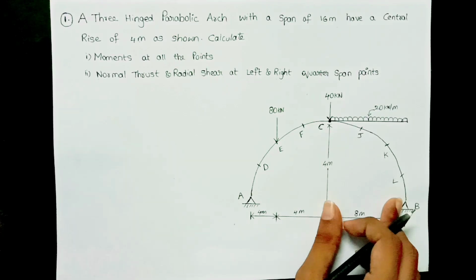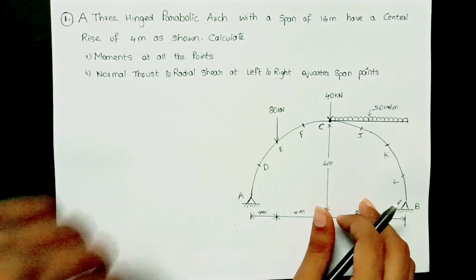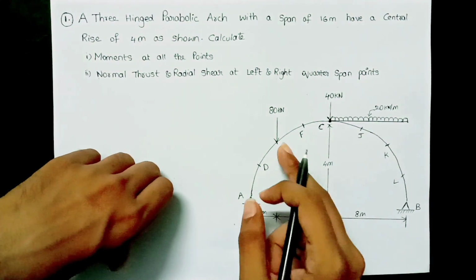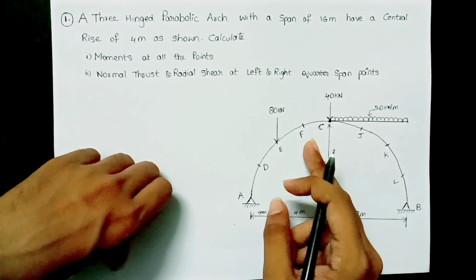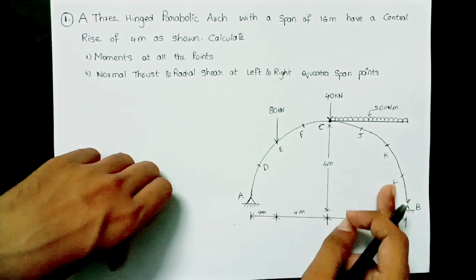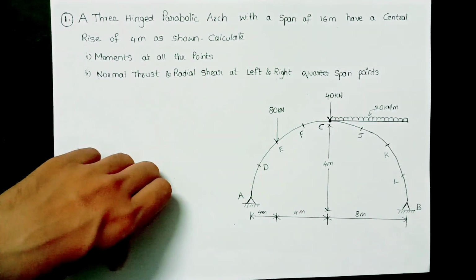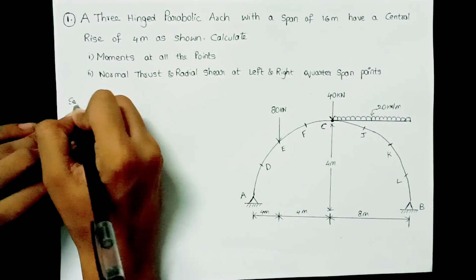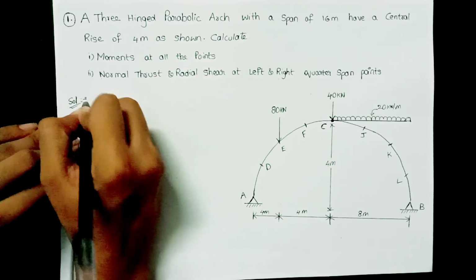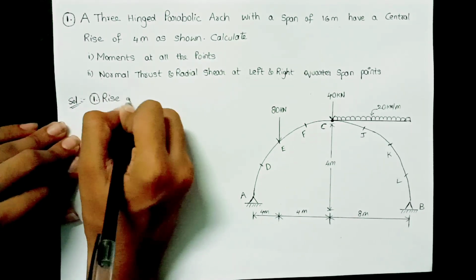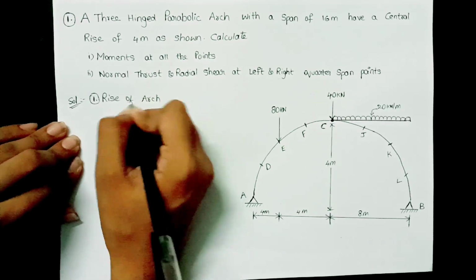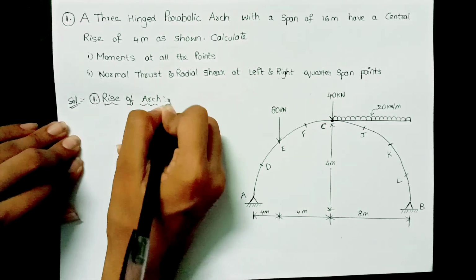As per the procedure, the first step is to calculate the rises at various points, that means D, E, F, J, K, L. We will calculate these three rises, and those three rises will be equal to the three corresponding rises. So as per the procedure, I am starting the solution. The first step is to calculate the rise of the arch.